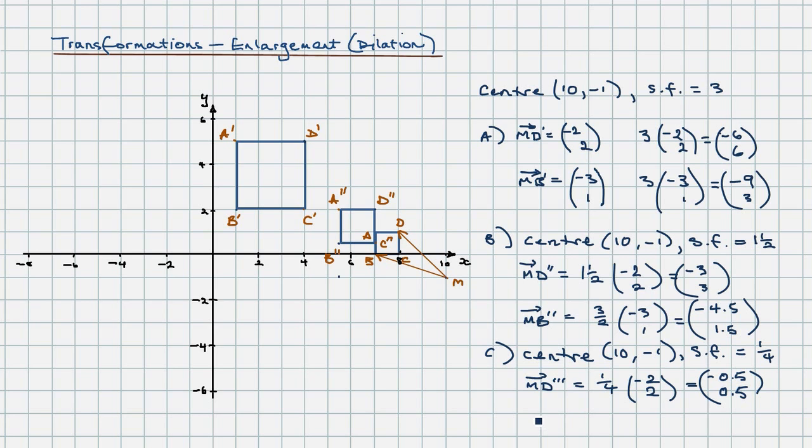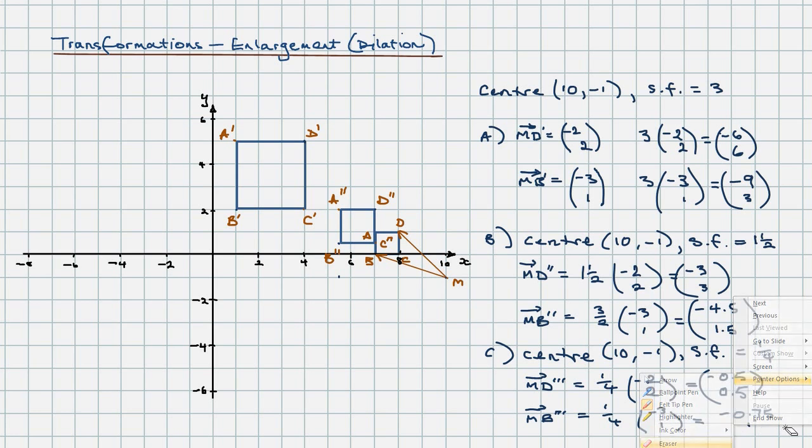M to B prime prime prime now. We calculate in the same way. This time we've got minus 3, 1. So we're going to have 1/4 of minus 3 is going to be minus 3/4, so minus 0.75. And 1/4 of 1 is, of course, 1/4. So, whoops. Let's just rub that out. So 0.25.